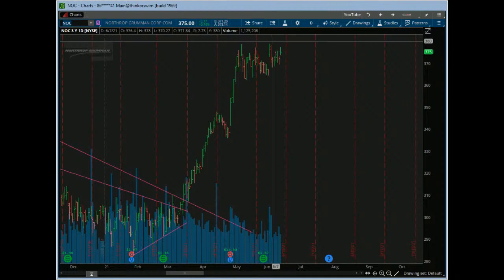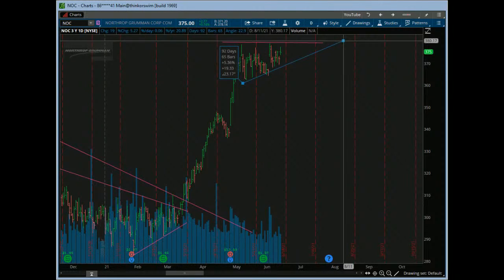Yep, so another War Machine type name right here. Again, we got some pretty important levels up here to contend with. Could be working on an ascending triangle, so something to keep an eye on there too. Keep in mind, ascending triangles do like to fail a lot.